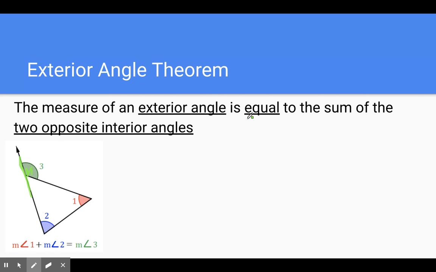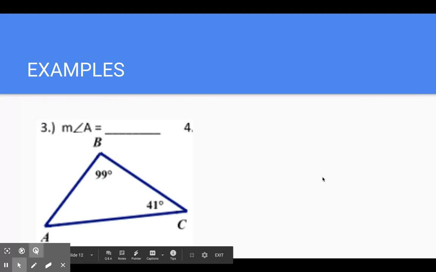Now, the exterior angle is equal to the sum of the two opposite, right? So opposite means away from. We see that if we just point away from where angle 3 is, it points away to these two angles, right? So if you add those two together, adding together angle 1 and angle 2 will always equal the measure of angle 3. Oops. Okay, so some examples.